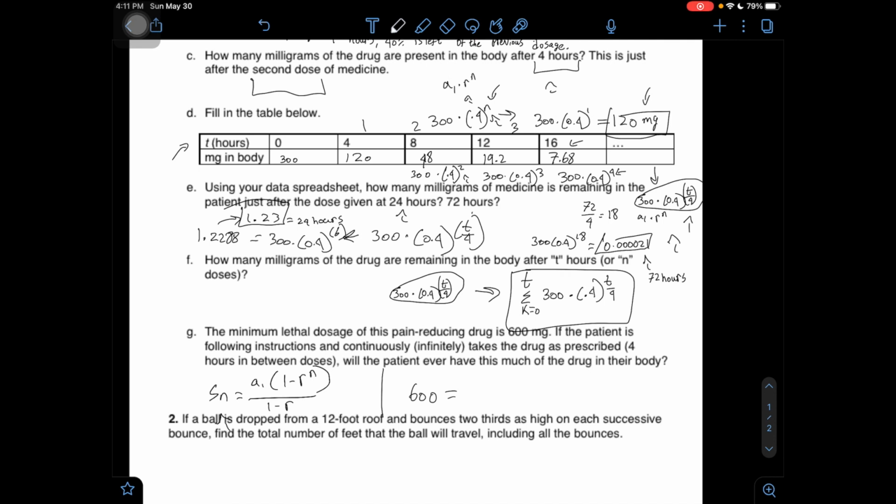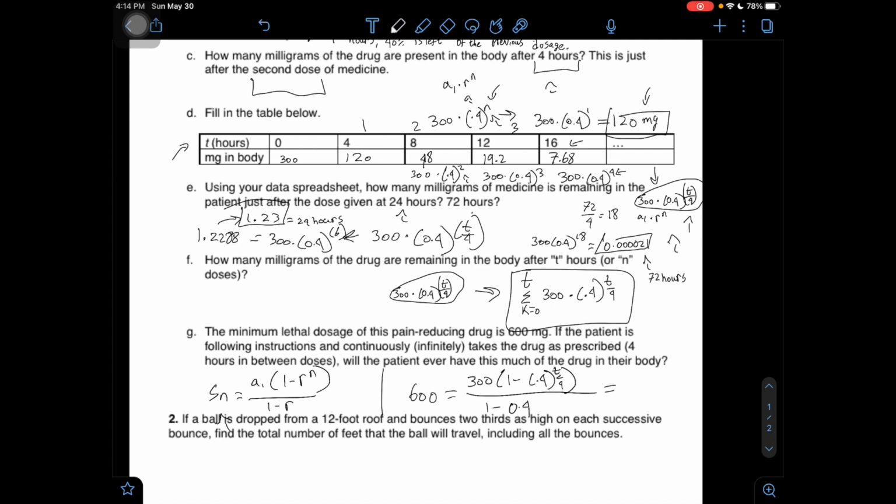We have 600 as our desired value. 600 equals A1, which is 300, our original value, times 1 minus our r value, which we said is 0.4, to the power of our n, and n is just t over 4, over 1 minus 0.4. Now we need to solve for t and see if at any point we can get a value of 600. Since our amount is decreasing by 60% each time and we're only having 40% left, unless we're having a negative time, the patient will never have this much drug in their body, because you're decreasing and decreasing and decreasing.